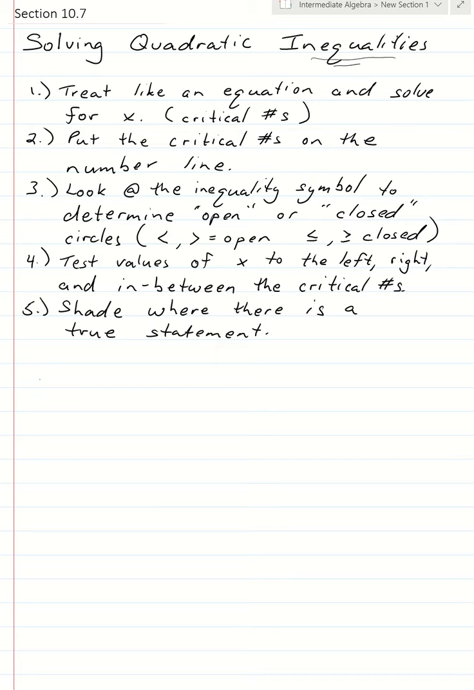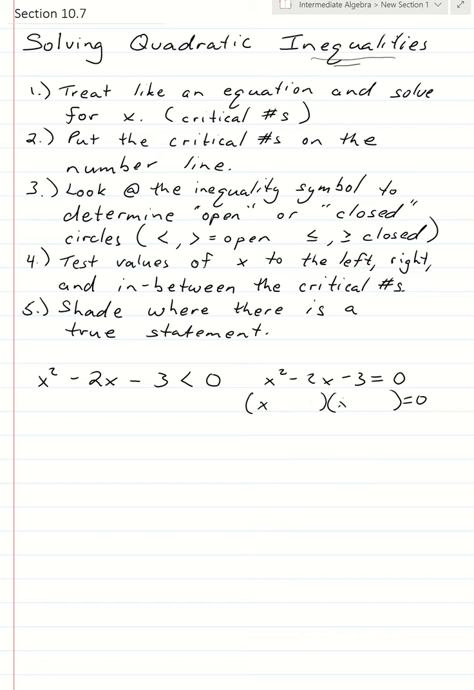Let's start off with x squared minus 2x minus 3 is in fact less than 0. So the first thing that we want to do in step 1 is treat this like an equation. So let's solve this equation for the critical numbers. Now remember, we can't use the square root method, and I'm not going to use the formula because I recognize this as being factorable, so let me factor it down.